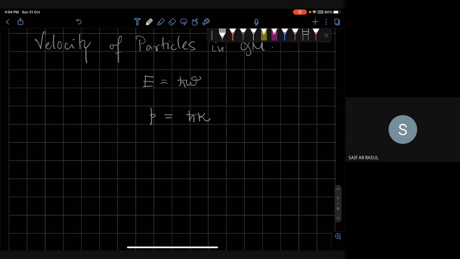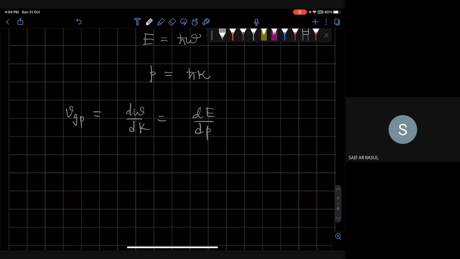Okay, so from here we see that V group, it's d omega by dk, is given by dE by dP. Okay. Now suppose that we want to describe a non-relativistic quantum particle.